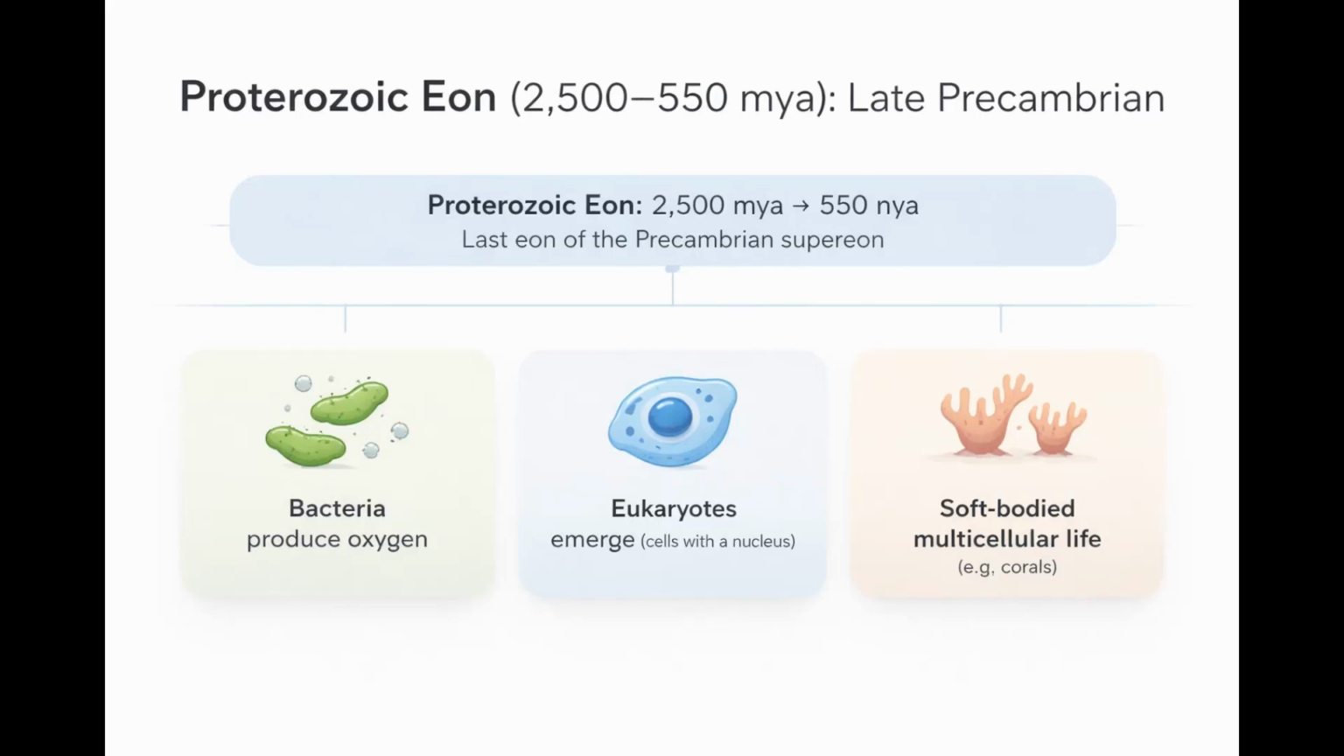Jumping forward, the Proterozoic eon spans roughly 2.5 billion to 550 million years ago, and it's the last eon of the Precambrian. Biologically, it's a turning point. Bacteria begin producing oxygen, and eukaryotes, cells with a nucleus, emerge. The material also notes the appearance of some soft-bodied multicellular organisms, including forms like corals. So the Proterozoic is where Earth's biosphere becomes more complex and more chemically transformative.